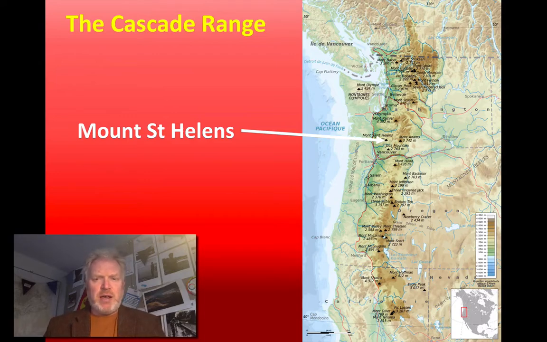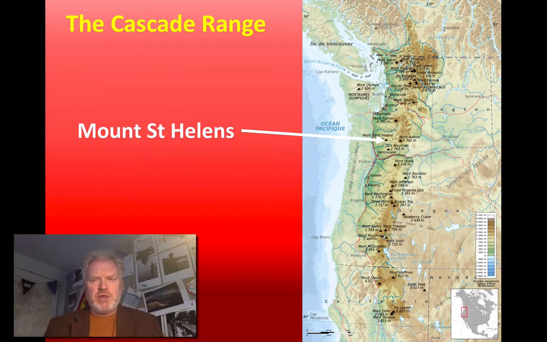There's a whole chain here of big dormant volcanoes. There is an active subduction zone underneath this area where a small oceanic plate called the Juan de Fuca plate is being subducted under a continental North American plate. This creates a whole series of volcanic hazards.